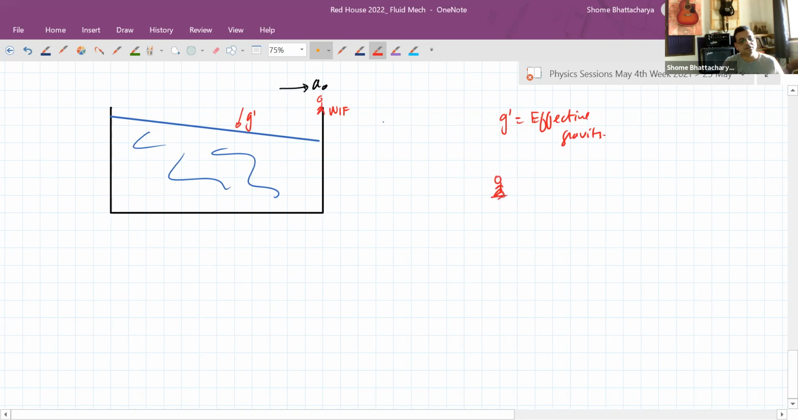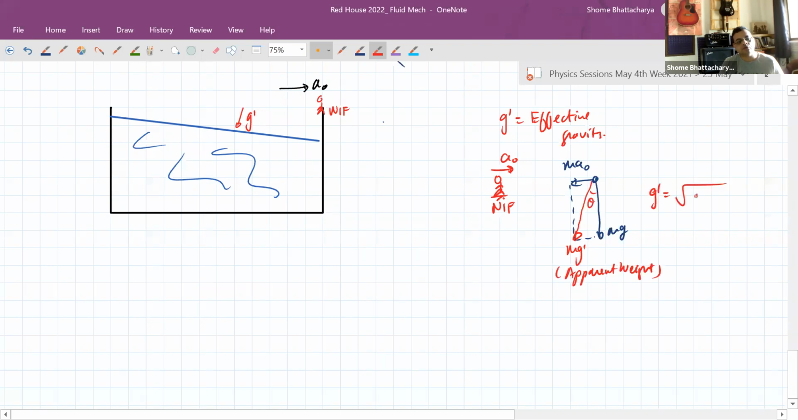Because in a non-inertial frame moving like this, any object will experience a combination of pseudo force and gravitational force, which makes its apparent weight like this. You've seen this a number of times in mechanics before. Okay. So this g prime becomes square root of a square plus g square, and theta becomes tan inverse of a0 by g. So if the effective gravity acts like this, the surface has to be perpendicular to it. That is why the inclination of the surface with the horizontal is going to be that same theta, tan inverse a by g.